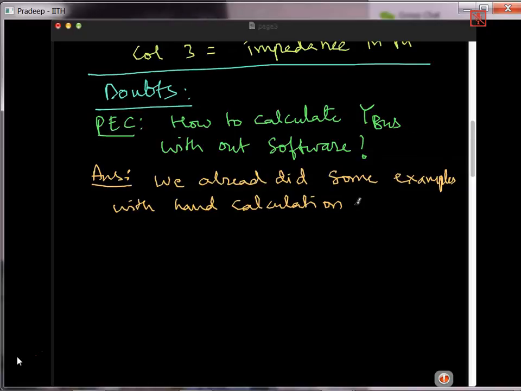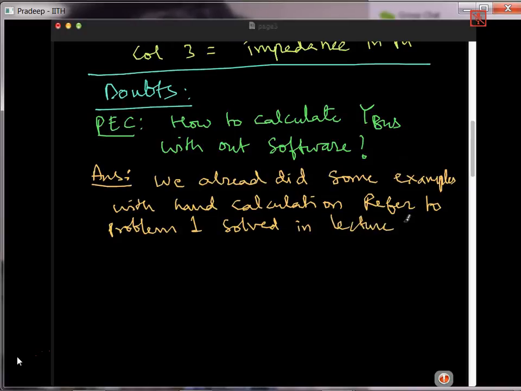Today the first problem we solved is in the hand calculation. So I'll say, refer to problem 1 solved in lecture 11, that is today's. How to calculate Y bus without software? We already did some examples with hand calculation. Refer to problem 1 solved today.